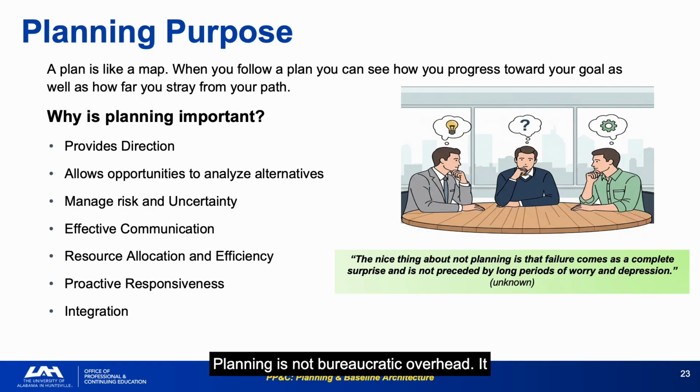Planning is not bureaucratic overhead. It is the mechanism by which complex multi-year programs provide direction, identify alternatives, communicate resource needs, and allocate finite budgets effectively. Failure without planning feels accidental, but it is not. When you skip the rigor of planning, the failure is predictable. You just haven't predicted it yet.